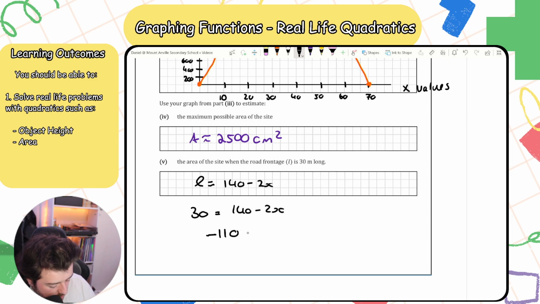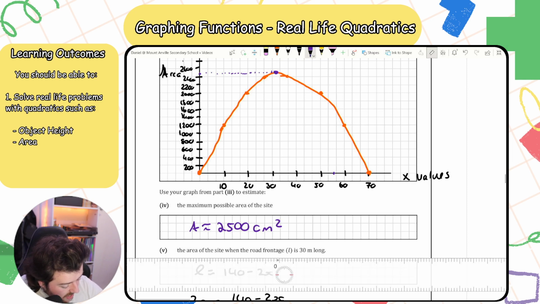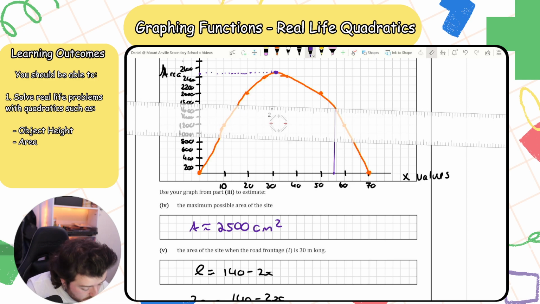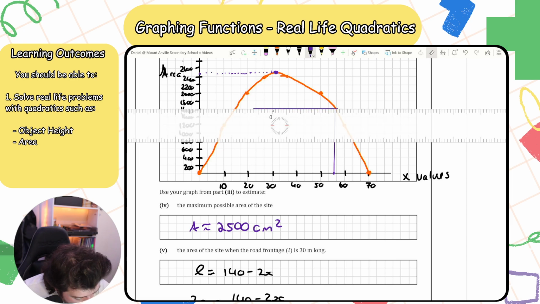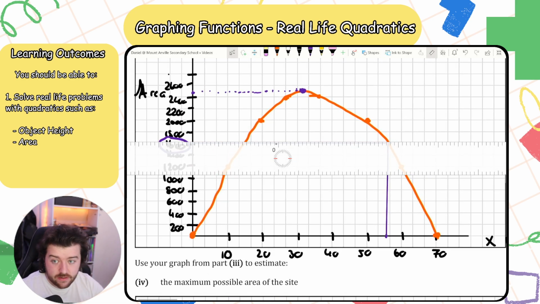So minus 110 is equal to minus 2x. Divide both sides by minus 2. I'm going to get x is equal to 55. I go to 55 on here, so it's going to be halfway between 50 and 60. There it is. I go up, it hits there, go across, and the value is going to be equal to 1,600. Now again, my graph is a bit poor, but let's deal with it.